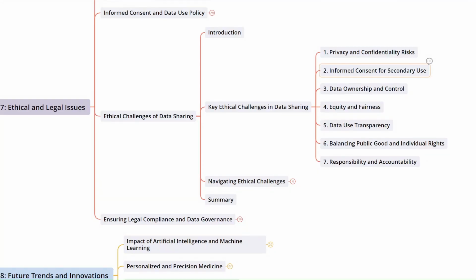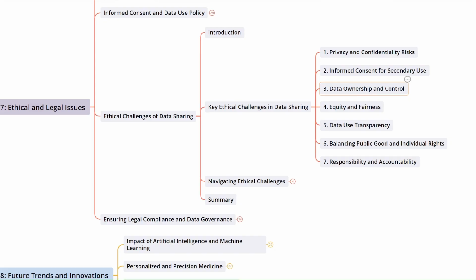Next, informed consent for secondary use. Patients may consent to data sharing for specific purposes, such as treatment. Sharing data for research or public health may require additional consent or informed policies, which can be complex to implement.